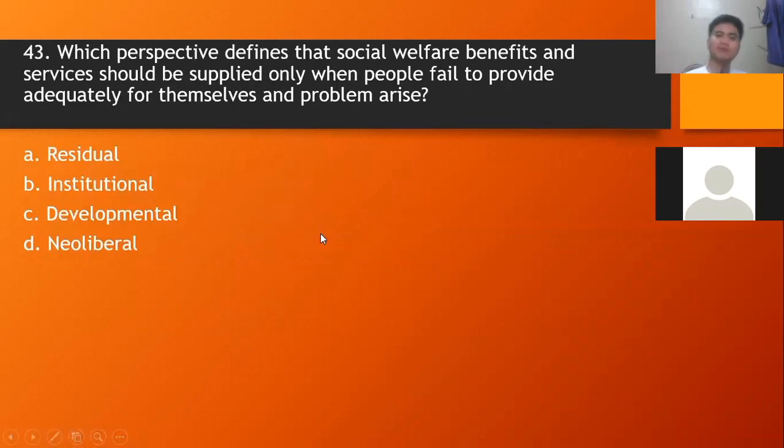Number 43. Which perspective defines social work as that social welfare benefits and services should be supplied only when people fail to provide adequately in themselves and problem arise? What's your answer here? A. That's correct. It's residual. Based from the assumption, kapag hindi na kaya, that's the only time that the social work intervention is needed.